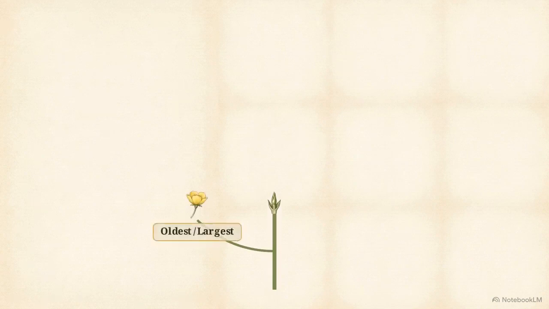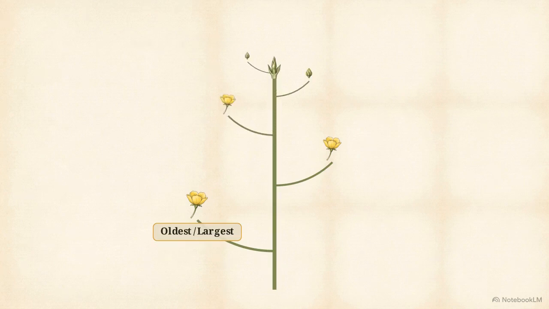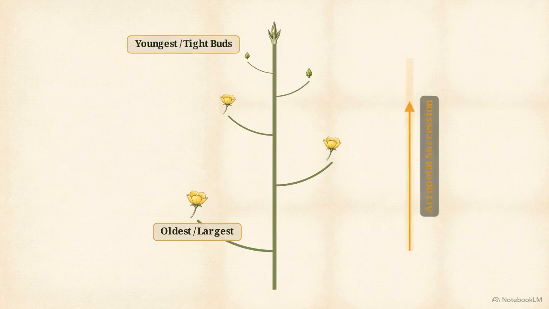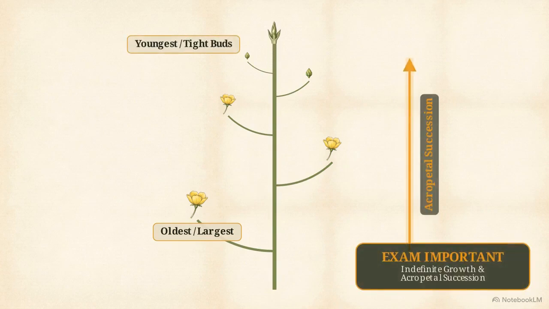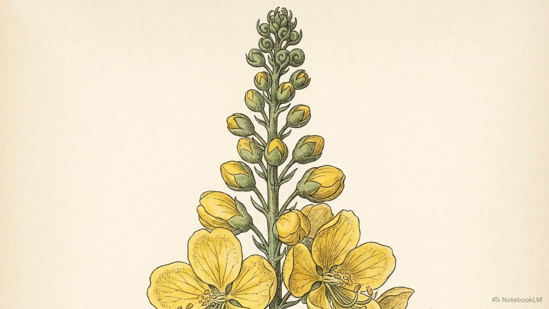In a racemose inflorescence, the main axis never terminates in a flower. This allows for indefinite vertical growth as the peduncle extends. This creates acropetal succession. Since the tip is always moving upward, the oldest flowers remain at the base, while the youngest buds are found at the apex. This axis expansion ensures a staggered blooming period that moves sequentially from the bottom to the top.